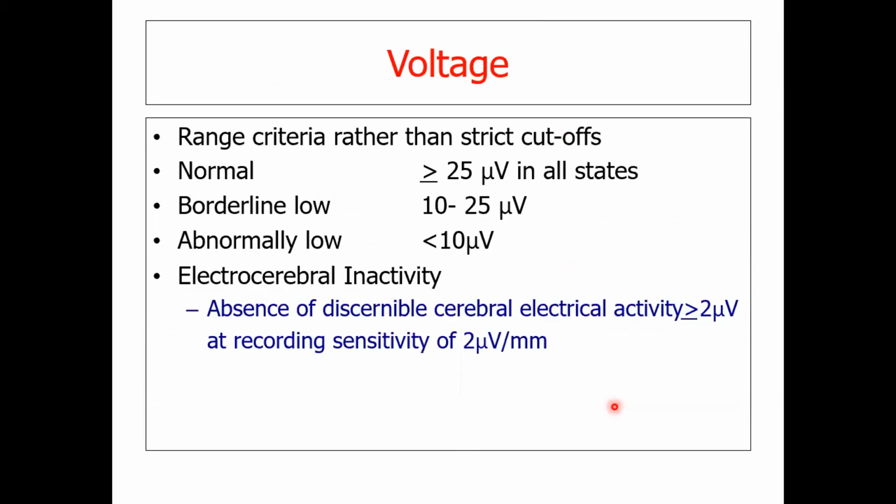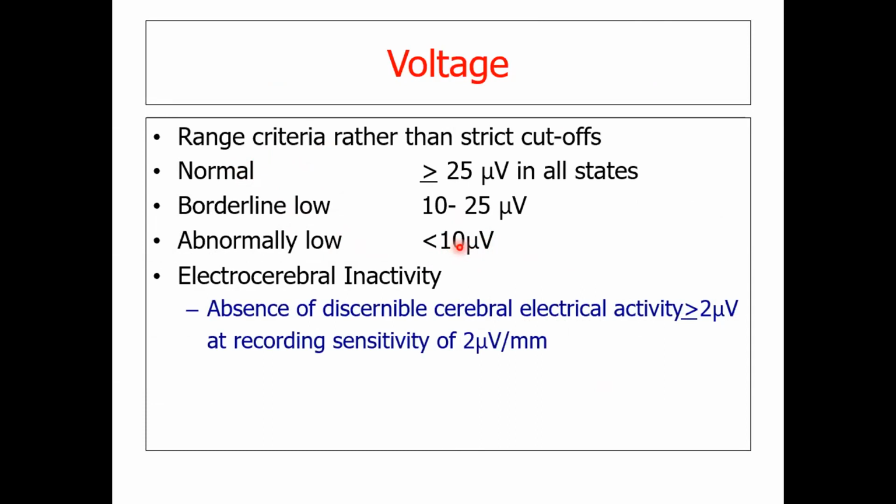Voltage is important because voltage reflects the amplitude. Range criteria is important when talking about voltage in neonates rather than strict cutoffs. However, if the voltage is more than or equal to 25 microvolts, whether the baby is sleeping or in REM, NREM or awake, then it is more or less normal. If it is less than 10 microvolts, it is abnormal.